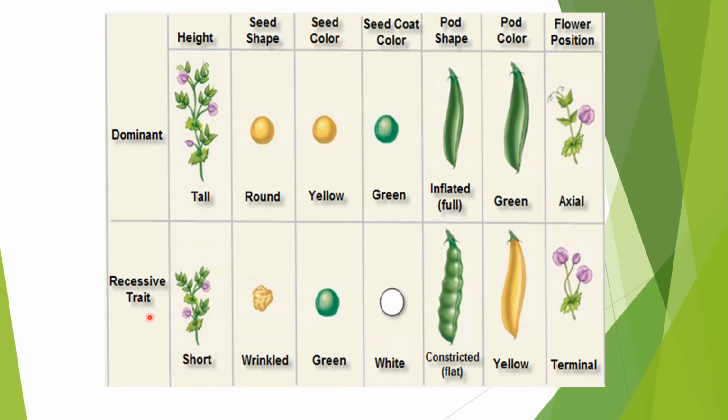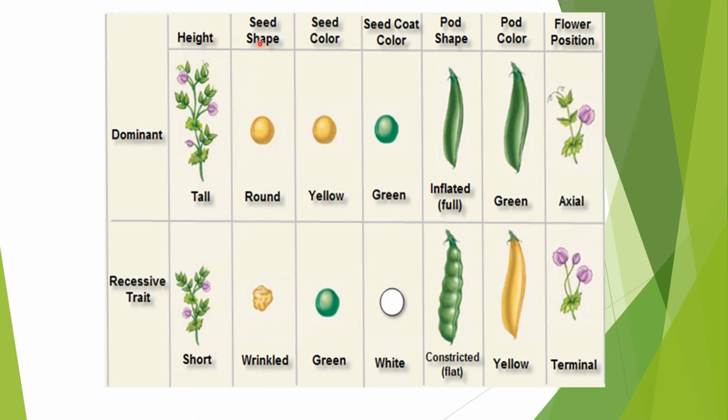So what is a character? Any heritable feature of an individual is referred to as a character. And what are traits? The alternative forms of a character is referred to as traits. For example, height is the character. The traits are tallness and shortness, or tallness and dwarfness.